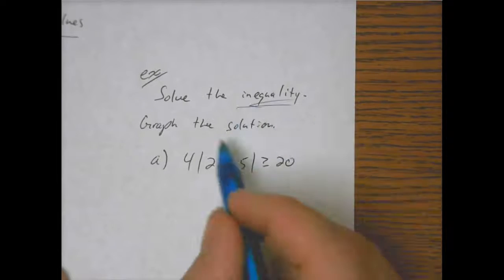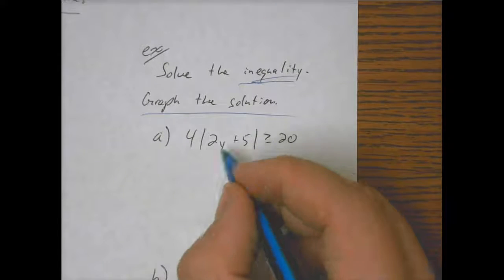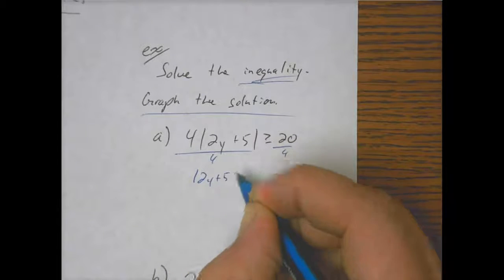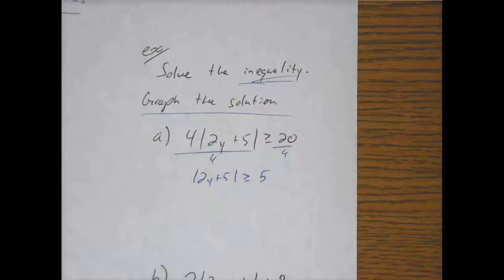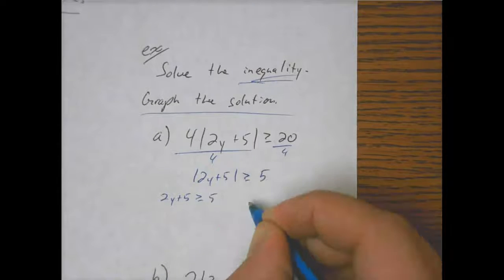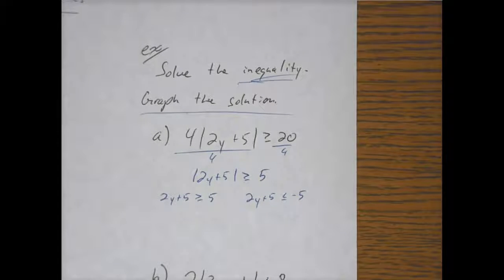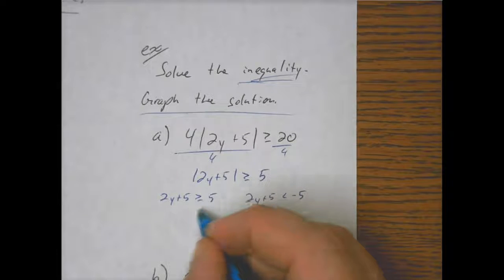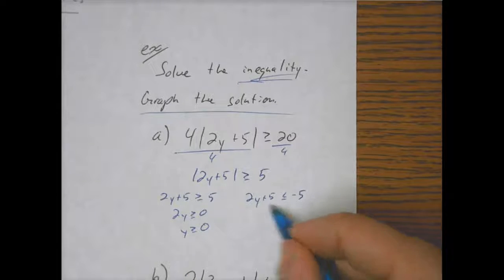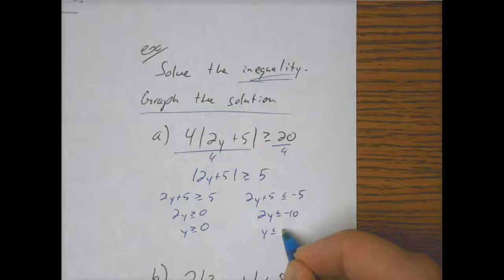All right, now we're looking at inequalities, and we are going to graph the solution. So we're going to graph our possibilities. In this one, again, make sure your absolute value is by itself first. So go ahead and divide by 4 on both sides. So we have the absolute value of 2y plus 5 is greater than or equal to 5. Then I can take my absolute value out and say 2y plus 5 is greater than or equal to 5, or 2y plus 5 is less than or equal to negative 5. And we will solve those just like we're used to solving. If I subtract 5, 2y is greater than or equal to 0, which means y is greater than or equal to 0. Subtract 5, so 2y is less than or equal to negative 10. Divide by 2, so y is less than or equal to negative 5.